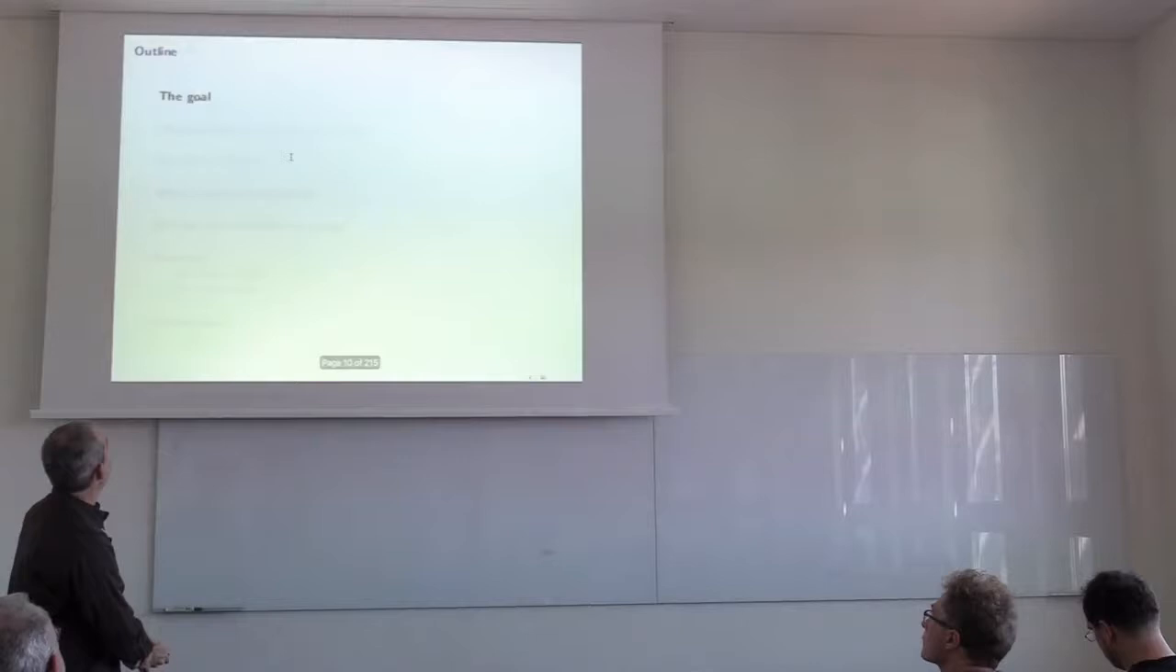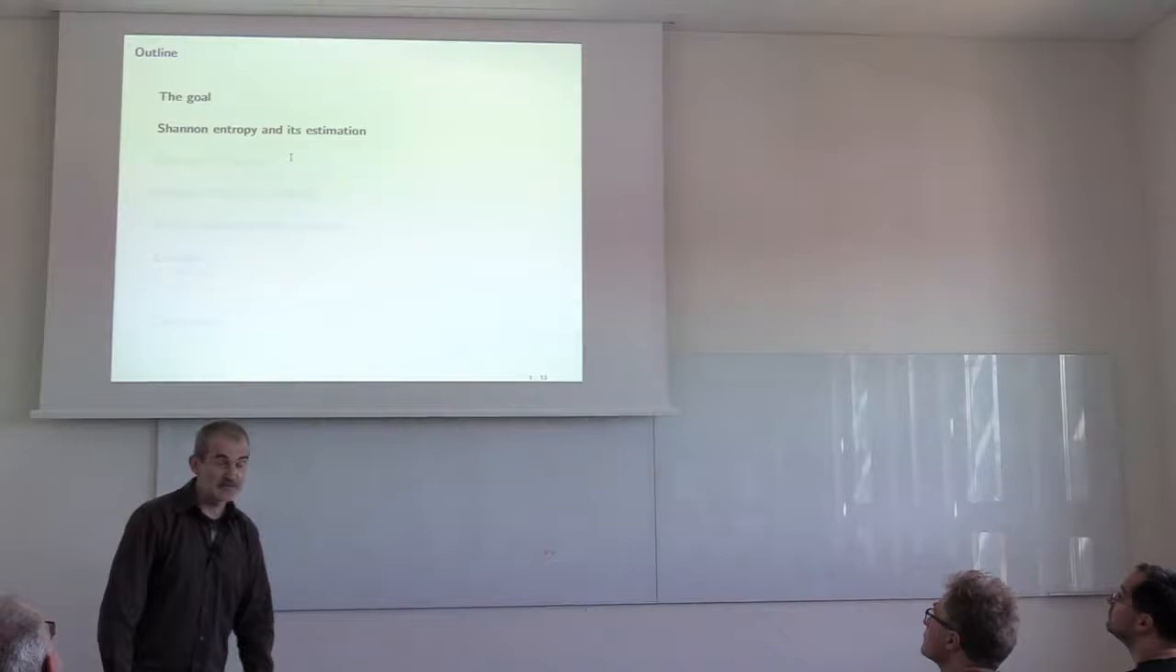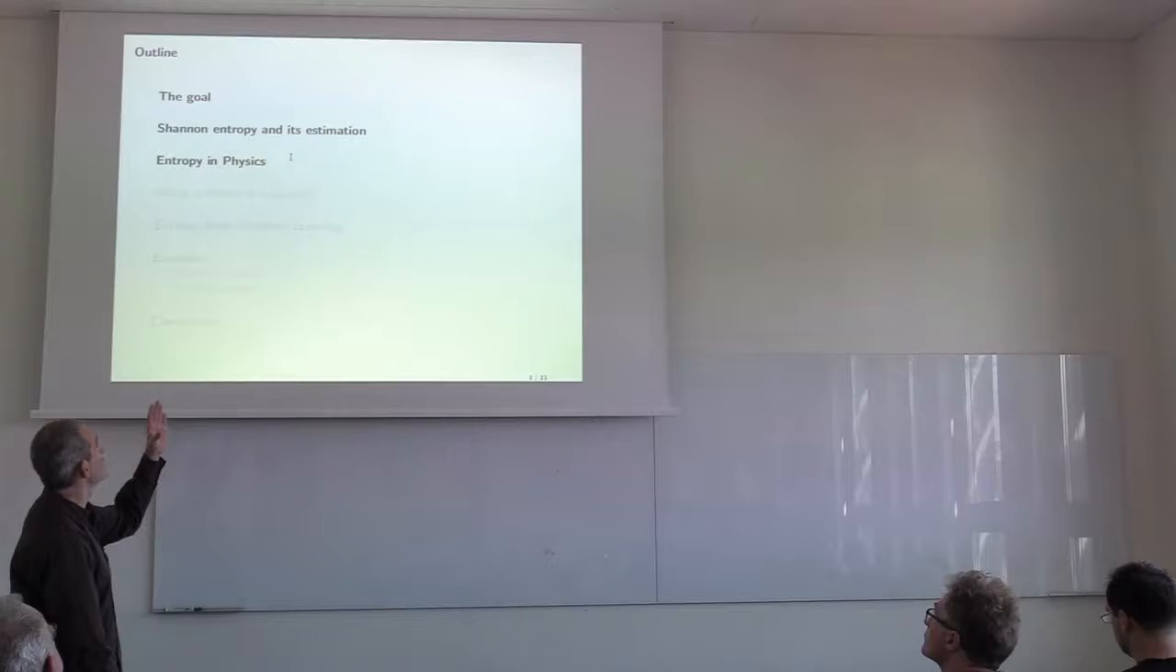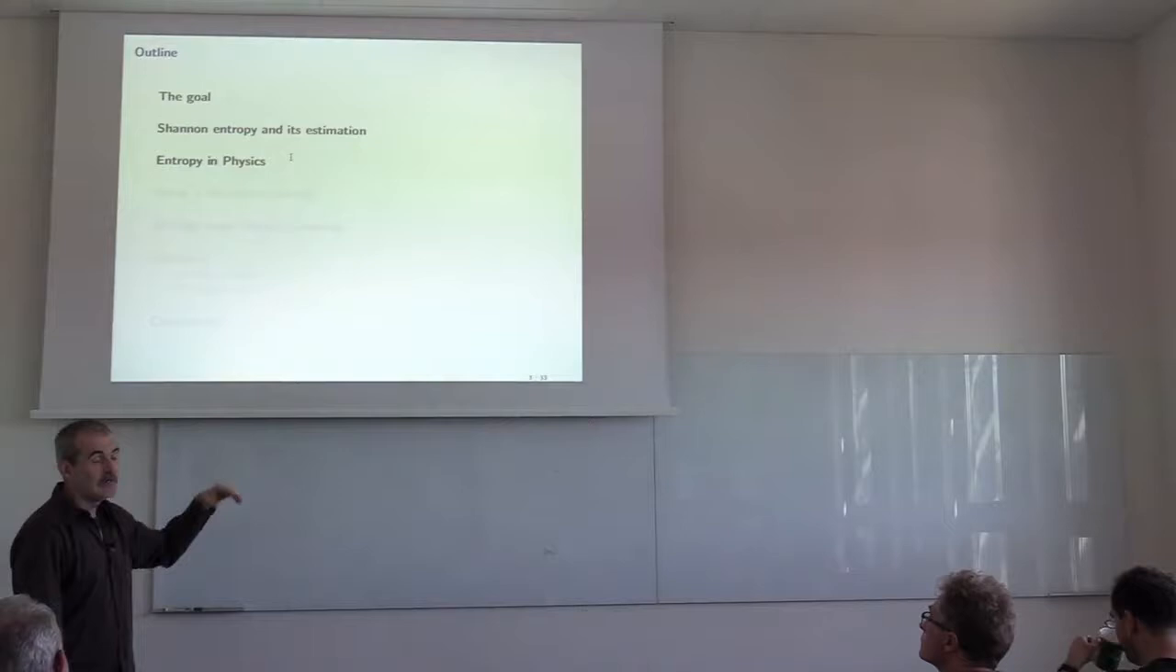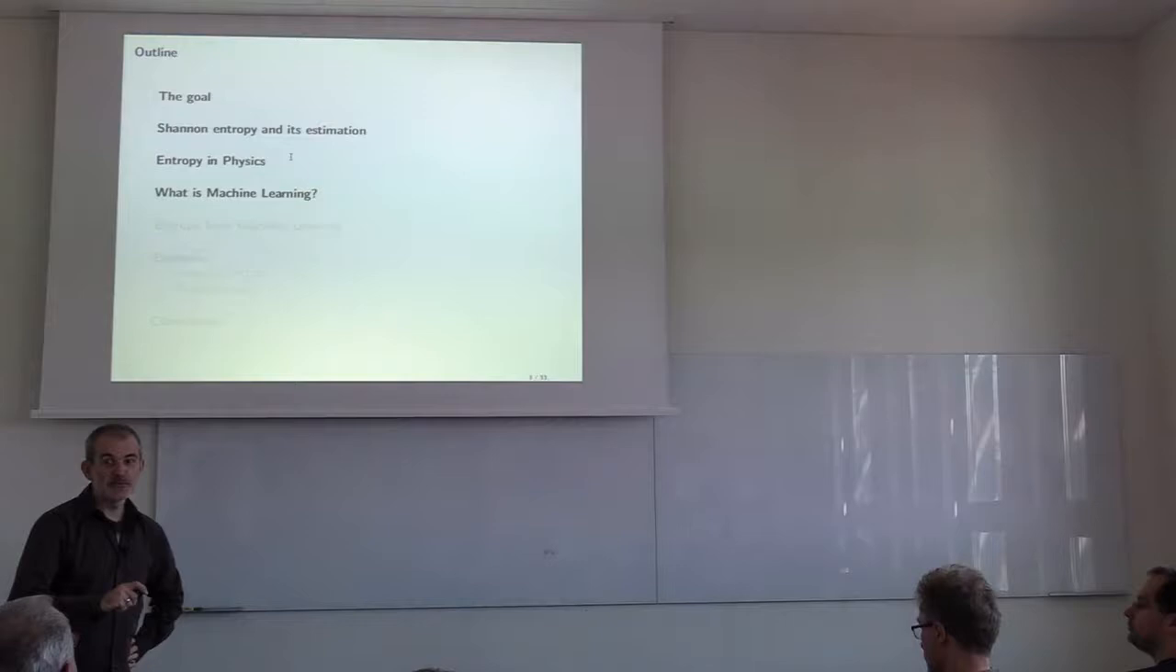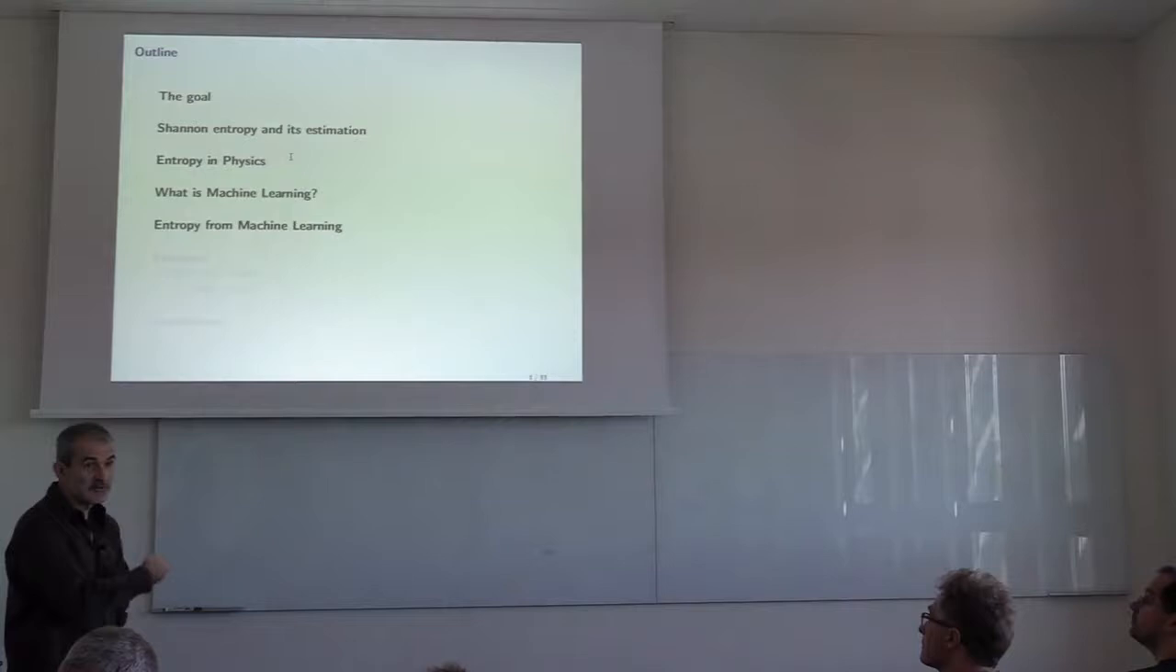So the plan of this talk is as follows. First, I will describe Shannon entropy and its conventional estimation. Then I move on to discuss entropy in physics and what are the differences here. What are the main methods of computing entropy in statistical physics? Then I will give a very brief introduction to machine learning. So what is machine learning? And then present the method of computing entropy using those tools.